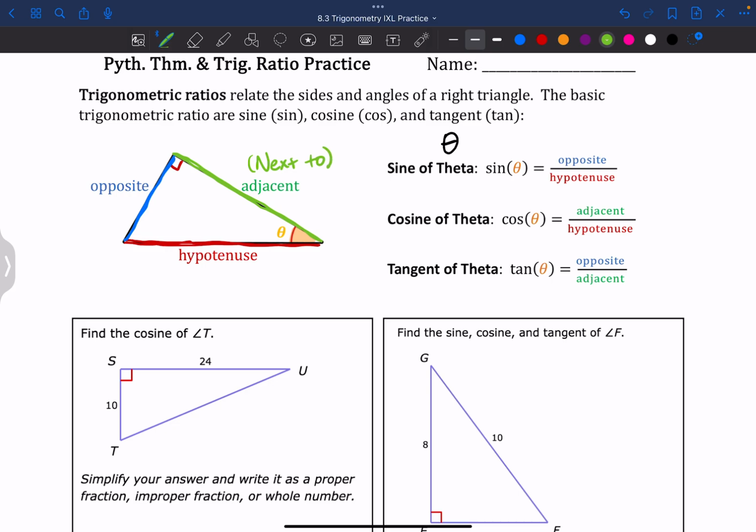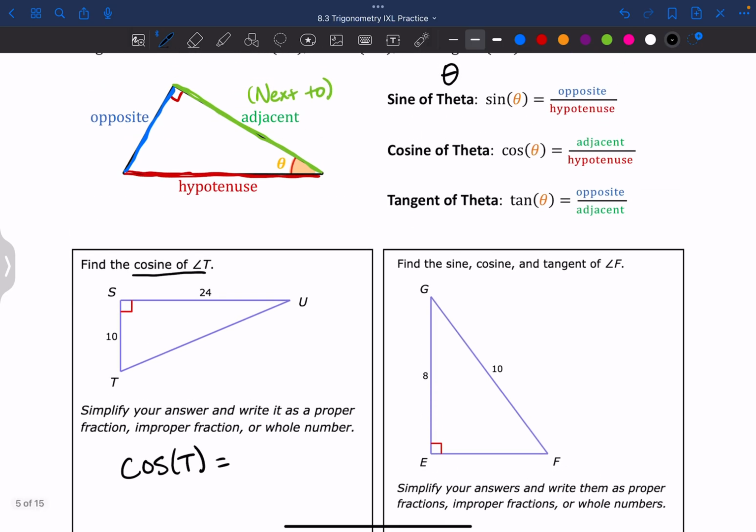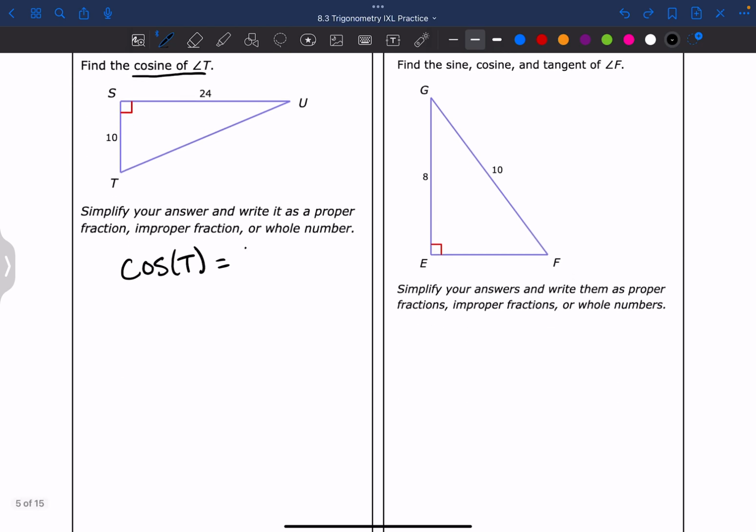Okay, let's take a look at the first example, cosine. So we have cosine of t. So you can see right here, cosine of t. I'm just going to write it right here. Cosine of t is equal to, if we look back up here, adjacent over hypotenuse. So I always like to do ADJ over hypotenuse. Perfect. Okay, so we're good.